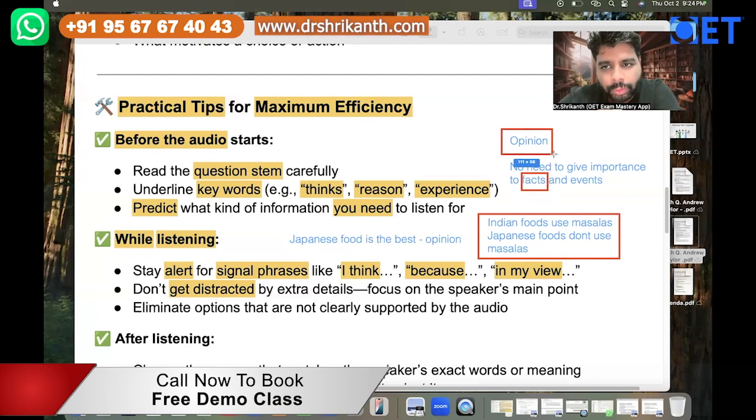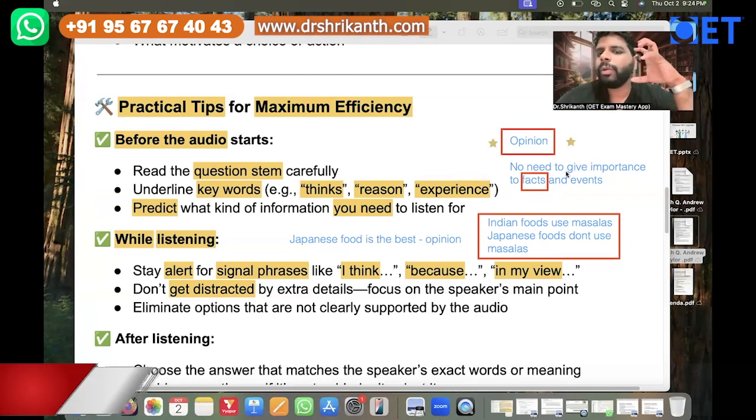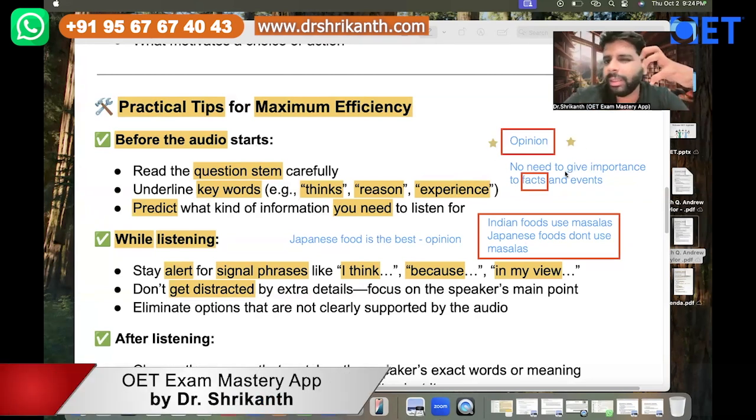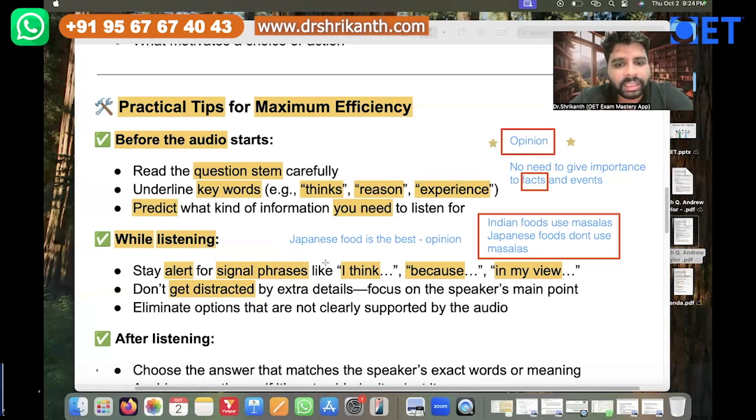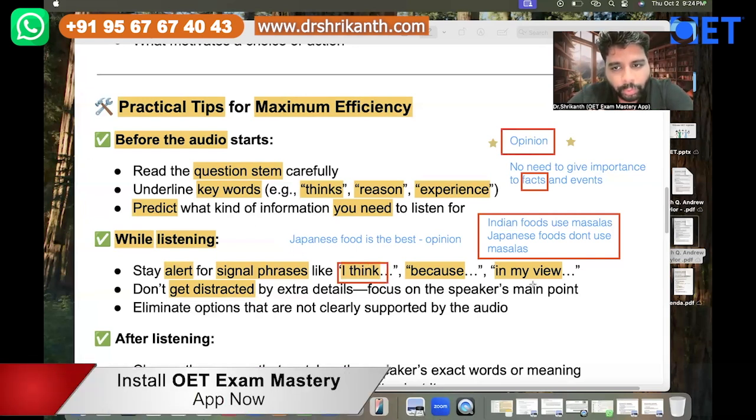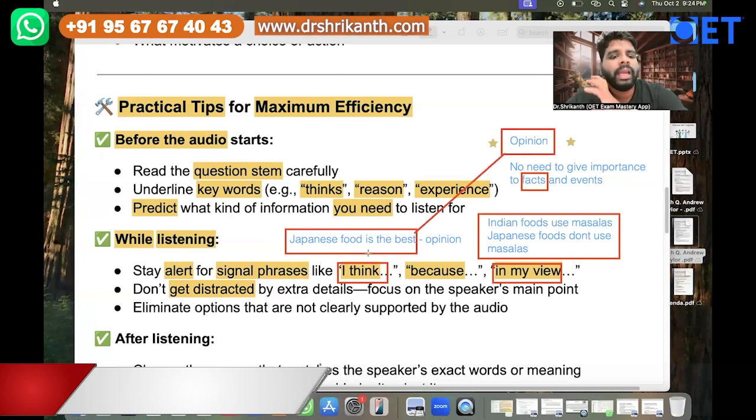But what is your duty? Your duty is to find the opinion of the speaker. So this is what you have to find out. When your duty is to find the opinion, the facts are not important, that is, what is an established truth is not at all important. So with words like, I think, in my view, and then the speaker saying Japanese food is the best, you can say, okay, that is an opinion. This is what I need to find out.